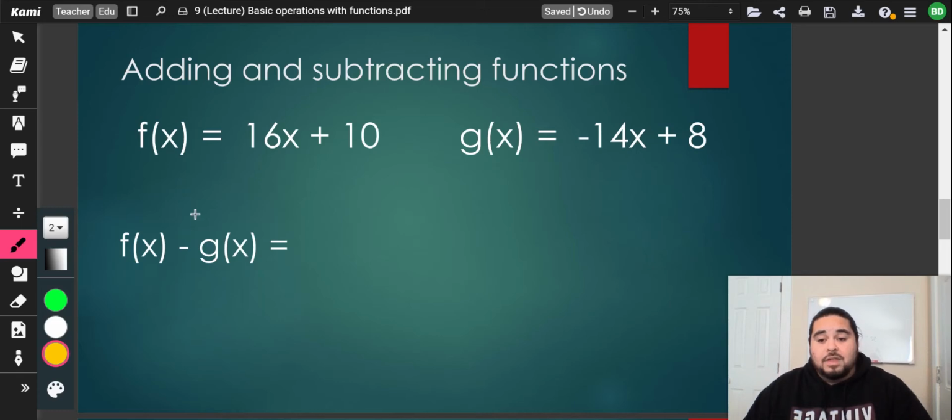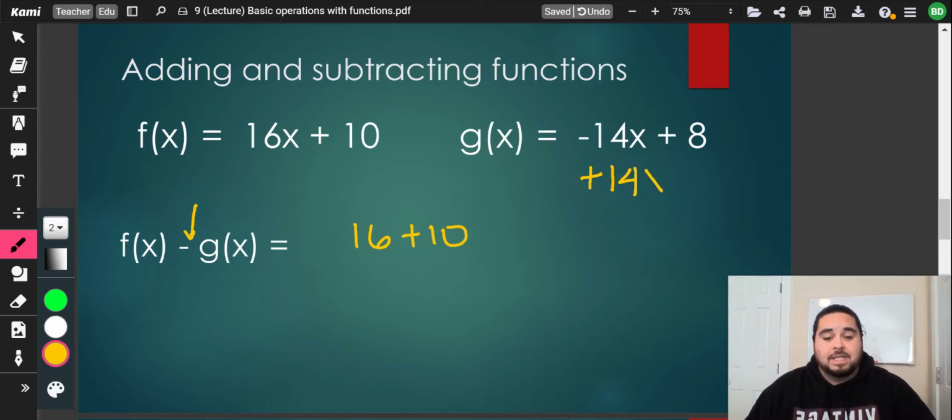So again, whenever you see the subtraction, you're thinking, okay, I'm going to write down the first term. So 16x plus 10. But then for the second function, for g of x, I'm going to go up and think about the opposite. So if I distributed a negative, I'm thinking the opposite of what's up here. So I would have positive 14x, because remember, a negative times a negative makes it positive, and minus 8. Okay, because a negative times plus would be minus 8. So this is the function I'm going to write underneath.